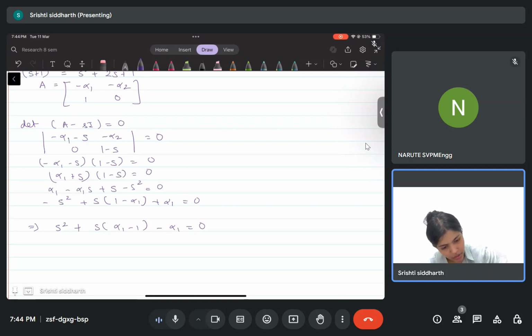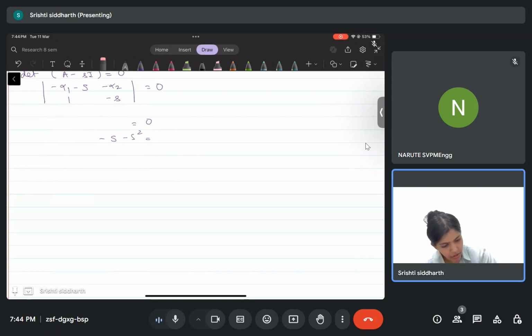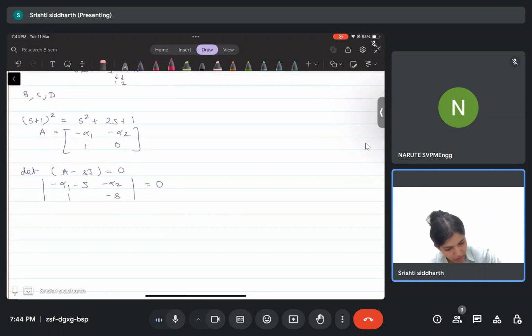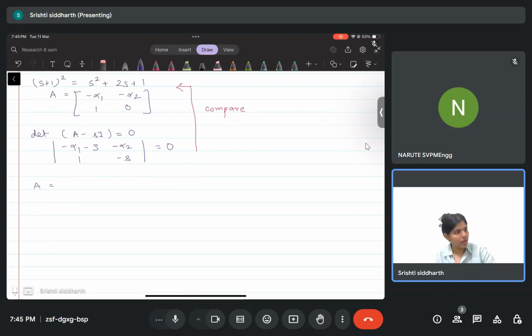Now, if we calculate all of this and compare the coefficients with this one, the whole square, we get alpha 1 equals 2 and alpha 2 equals 1, so the matrix is minus 2, minus 1, 1 and 0.